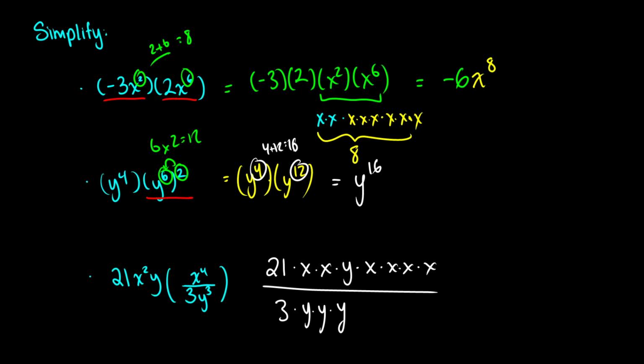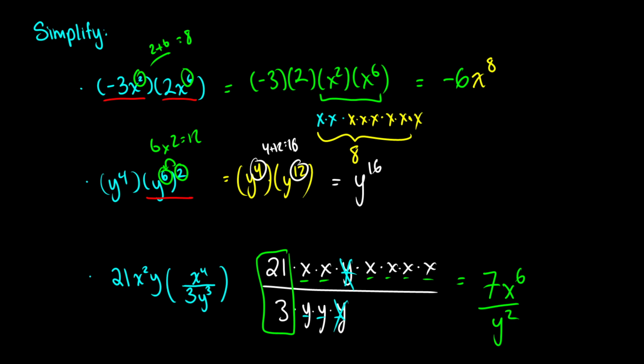Okay, first of all, let's see what we can group together and cancel. So first thing I notice is 21 divided by 3, this gives me 7. How many x's do I have on top? I have 1, 2, 3, 4, 5, 6 x's. So I get 7x to the 6. Now on the bottom, I have 3 y's, and on the top I have 1. So when I divide one of the y's by one of the y's, they essentially cancel out, and I'm left with 2 y's on the bottom. So this will be 7x to the 6 over y squared, and that's our simplified version.